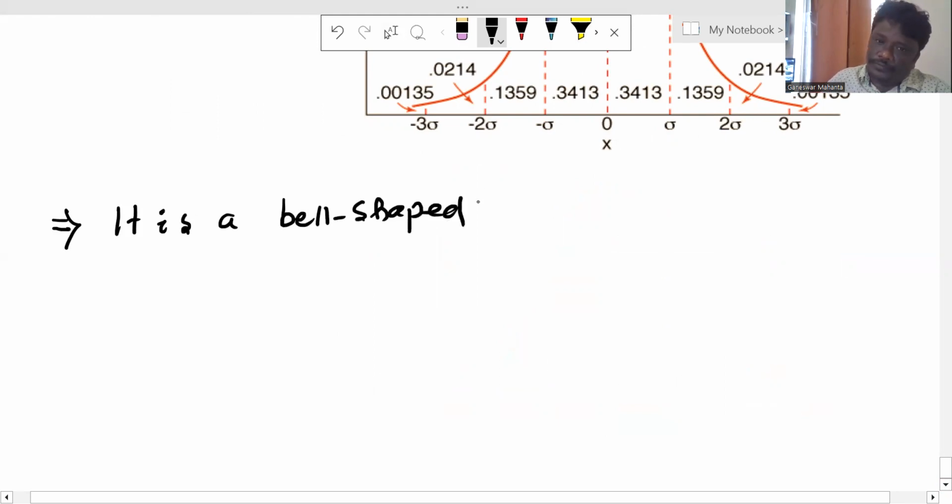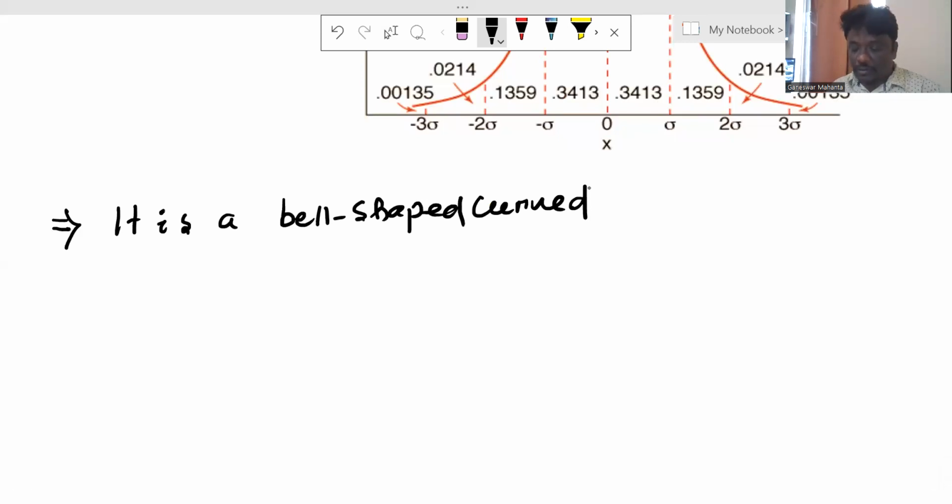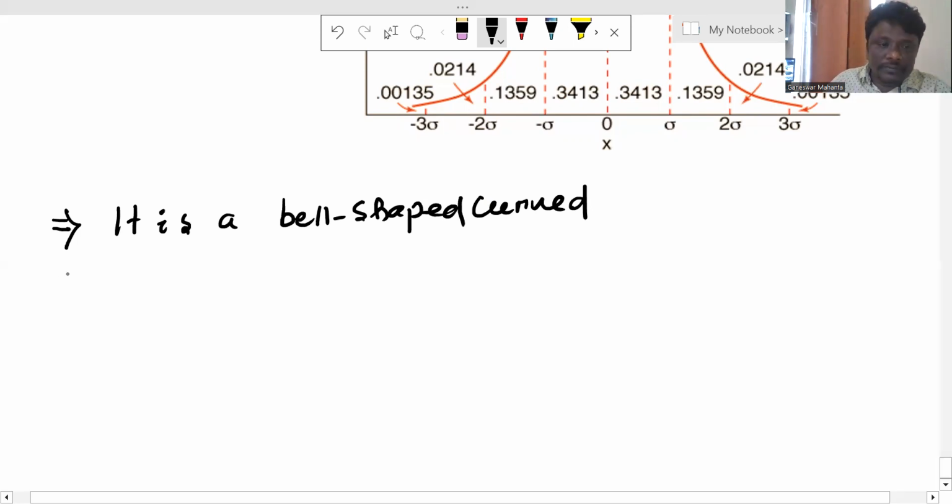Bell-shaped curve. You see the structure of the curve is bell-shaped, the bell-shaped curve of the normal probability curve. The first point: the curve is symmetric about the mean. Second point, the curve is symmetric.